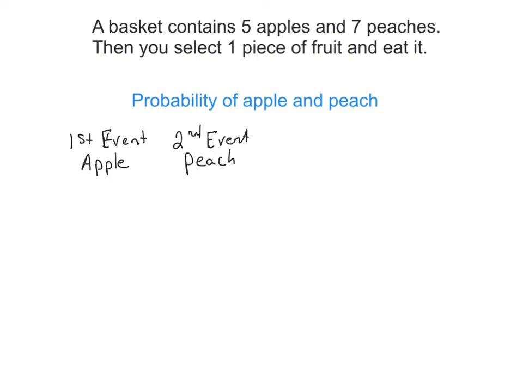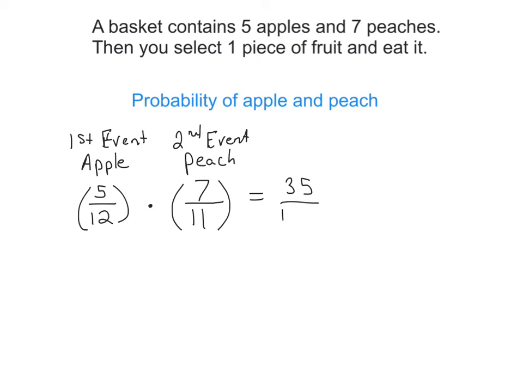So let's take a look at the first event. We did this problem in the last one. The probability of me having an apple, well, we know that there are 12 pieces, and 5 apples. So it was 5 out of 12. And we're going to multiply that times the second event, where I only have 11 pieces of fruit left, but I do have 7 peaches. And we talked about that. That was 35 over 132.